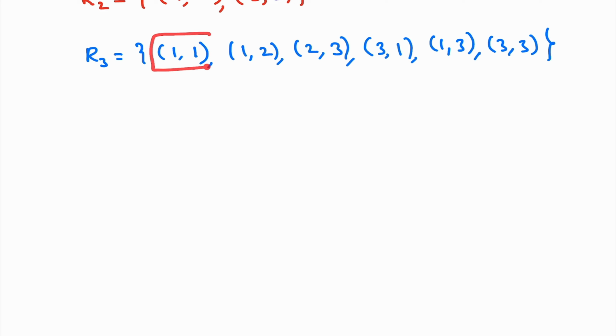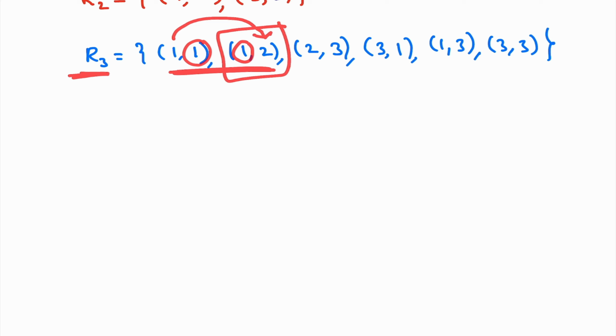So 1 comma 1 is there. This ends with 1. What are the others that start with 1? No need to check like that. Even though, if you check, it satisfies. For example, I'll check here. This ends with 1. This starts with 1, right? Now what is x comma z? X comma z is 1 comma 2. 1 comma 2 is there in this relation. Yes, 1 comma 2 is there in this relation.